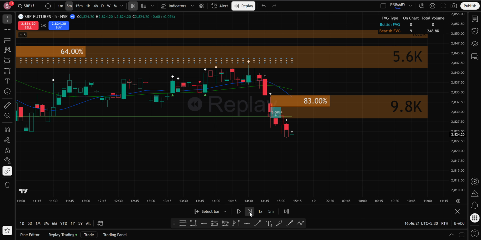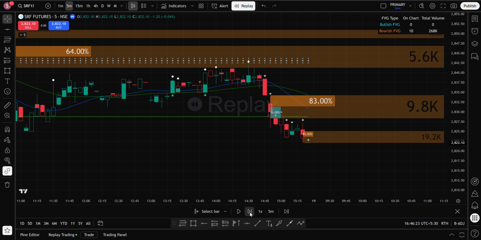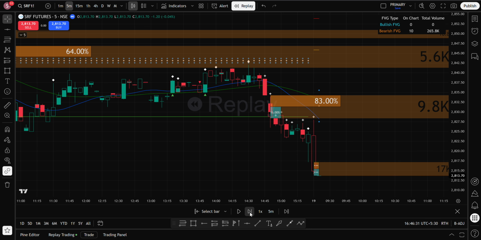Okay, and as we are entering into the lowest, we are taking the low risk, so always it's better to wait for the candle close.